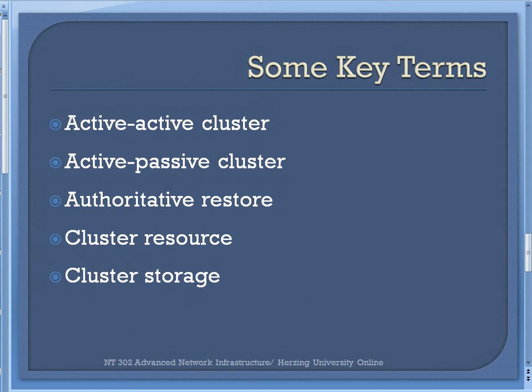And the next term you see here, authoritative restore. This restores a cluster from a previous backup that is marked as the current and authoritative configuration. Typically this is done when an administrator wants to undo a configuration mistake.